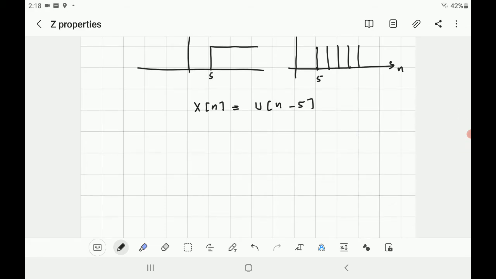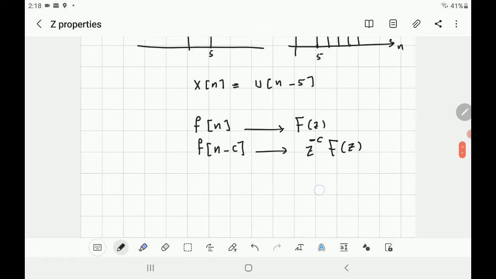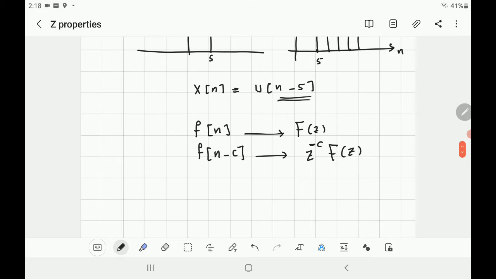Well, the property said that if you have a sequence f of n, its z-transform is equal F of z. If you want to shift it by a certain number c, all you're supposed to do is multiply F of z by z to the power of minus this number c. According to this property, now your c is equal to 5. Remember, it's n minus c, not plus, okay? n minus 5 is the same, so c is equal to 5.